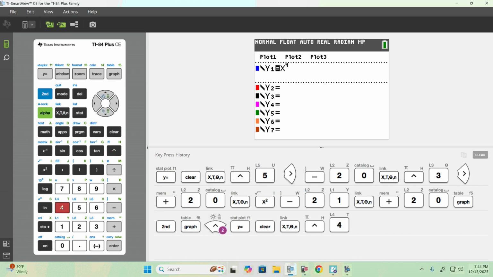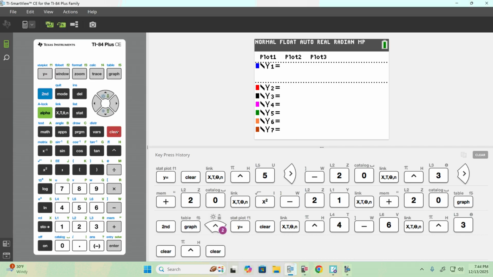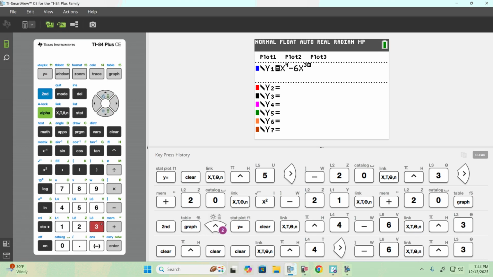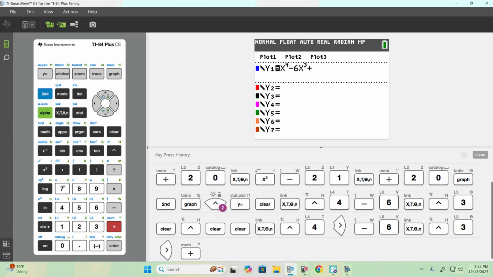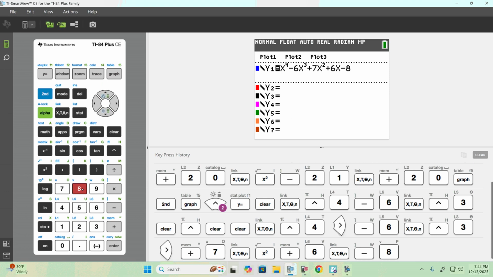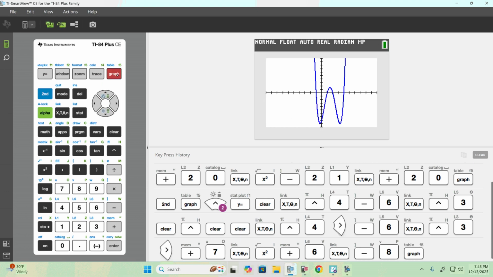So x to the 4th minus 6x cubed. Well, it's going to be helpful if I don't type everything into the exponent. x to the 4th minus 6x cubed plus 7x squared plus 6x minus 8. Graph. We see this here. We see it intersects the x-axis at 4 spots.